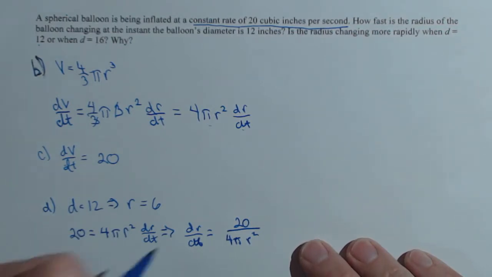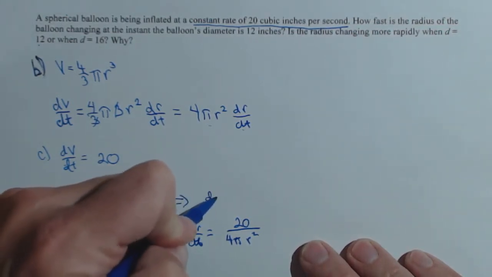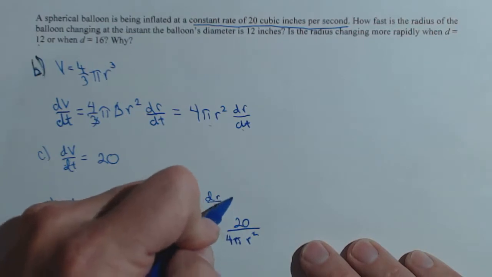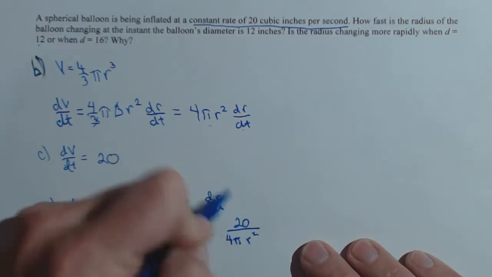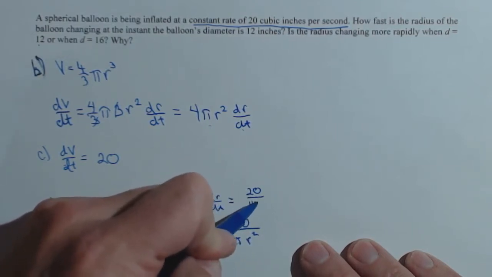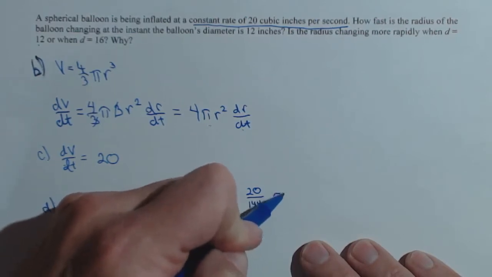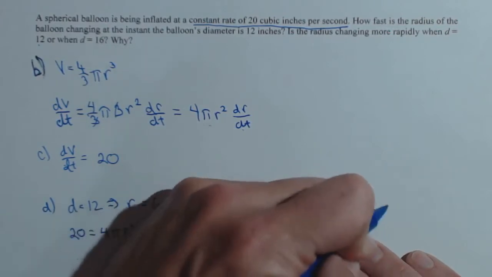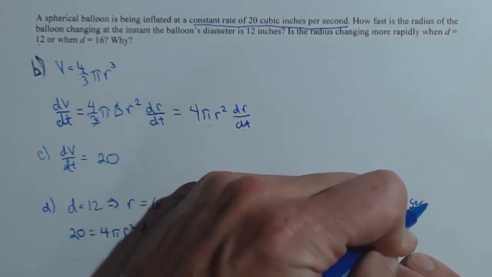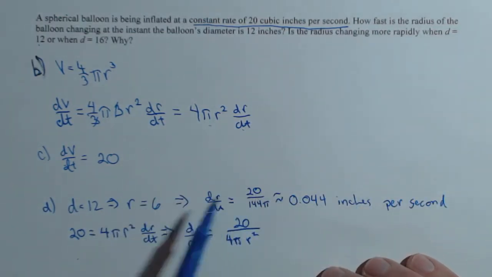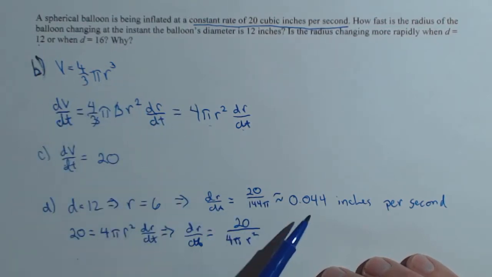So now we can do this when r equals 6. Plugging 6 in, let's first figure it out exactly. It's going to be 20 over 144 pi, which is about 0.044 inches per second. The reason for those units is it's a change in radius. Radius is going to be measured in inches, and our volume is changing per second, so our radius will be changing per second. So that's how we know the units.